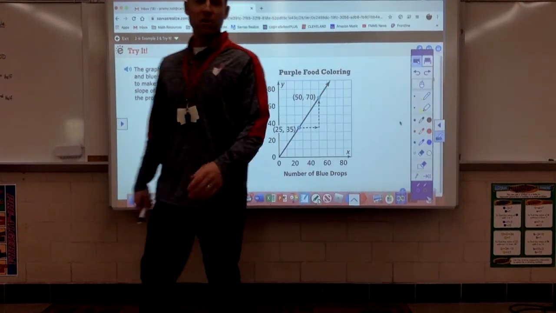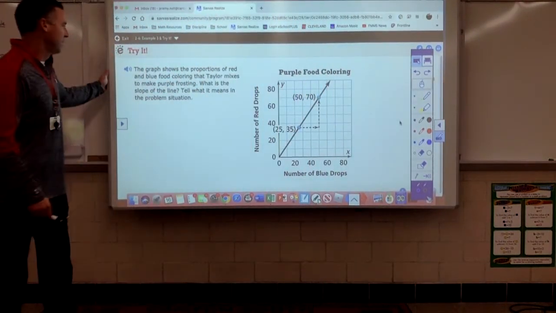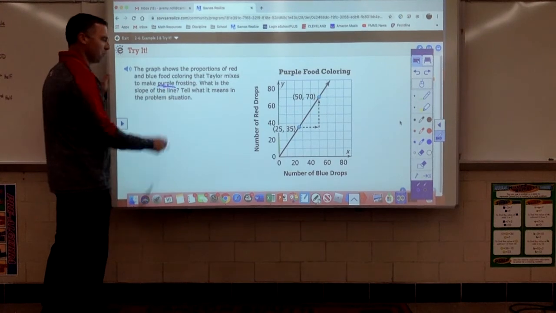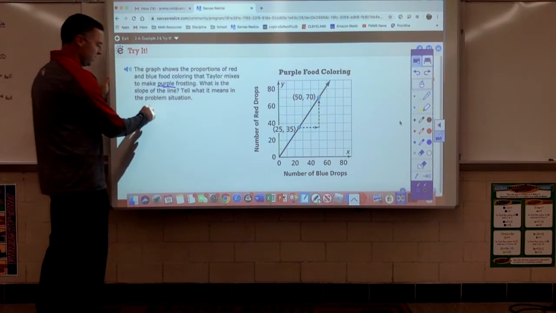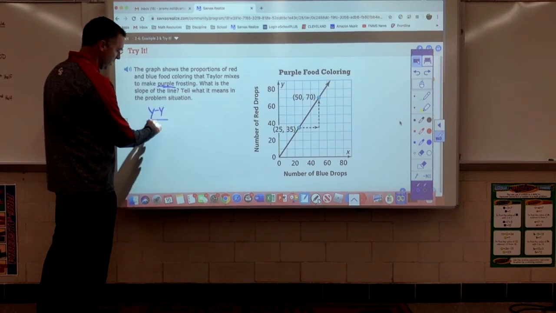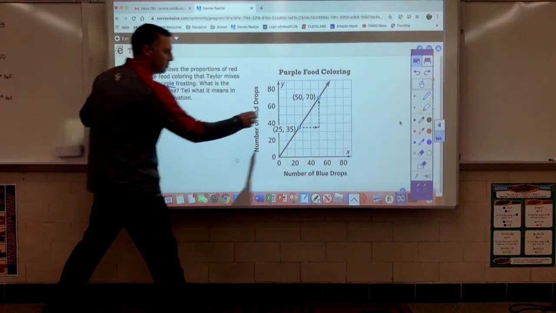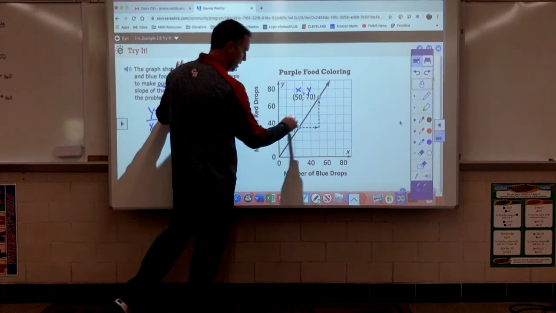Blue food coloring, red food coloring. Red drops and blue drops. And it says it makes purple frosting. What is the slope of the line? Okay, y minus y, x minus x. Use the 2 points: x, y, x.